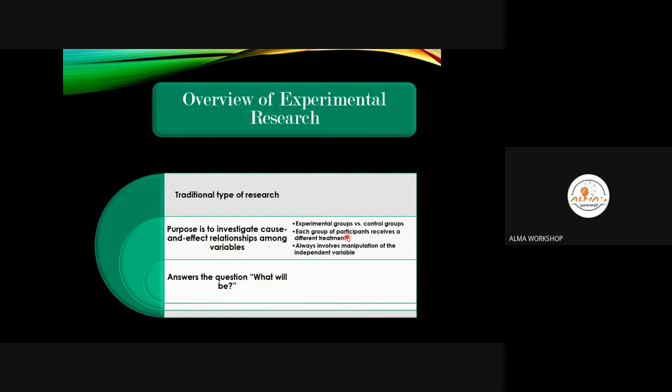And it always involves manipulation of the independent variable. Only the independent variable will have manipulation. It is otherwise called treatment. You give treatment to the experimental group. So the research question will be, after giving treatment, what will be the effect on the experimental group as well as the control group.